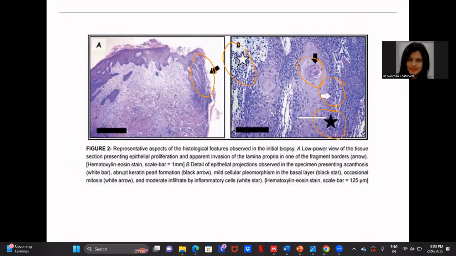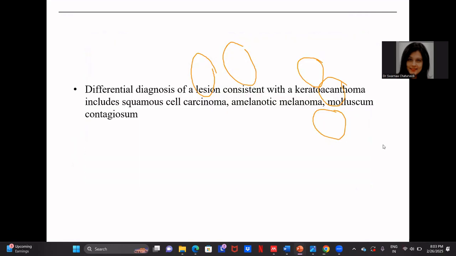All right, moving forward. If we look at the differentials of this lesion, it includes squamous cell carcinoma. As I said in the beginning, it's considered to be a variant of invasive SCC. Then it has a close differential with amelanotic melanoma and molluscum contagiosum.